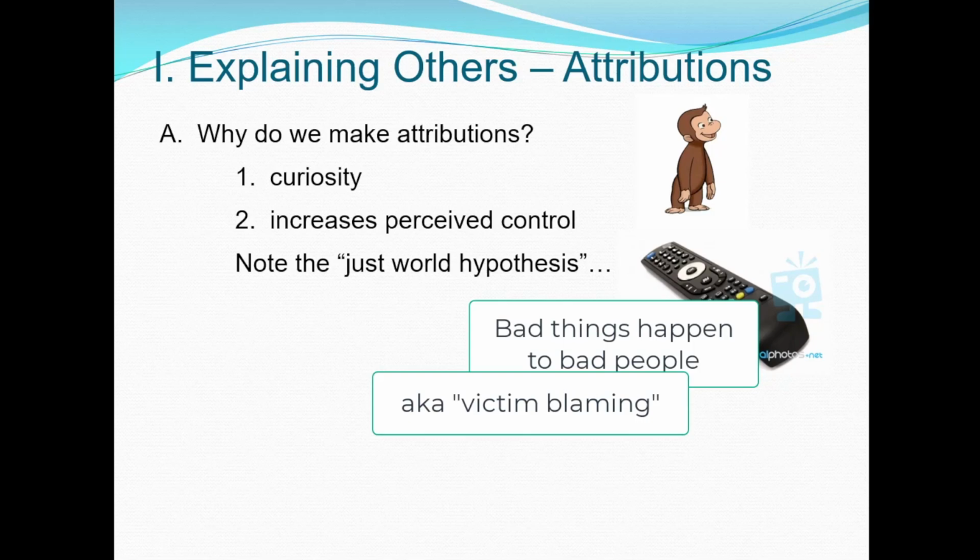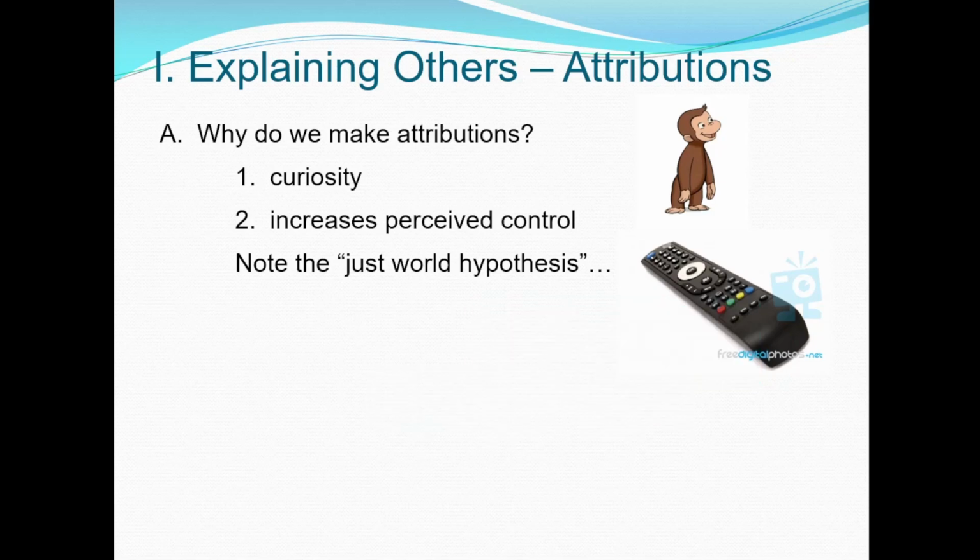When bad things happen, it's because they deserve it in some way. When bad things happen to people, it's because they're bad people. They screwed up. They deserve it. And then when good things happen, well, then you must have done something to deserve that also. That's the just world hypothesis. Why am I talking about it on this slide? The belief that good things happen to good people and bad things happen to bad people, that increases perceived control.